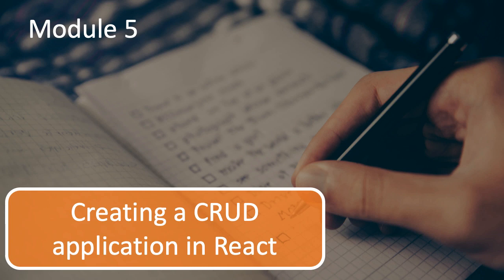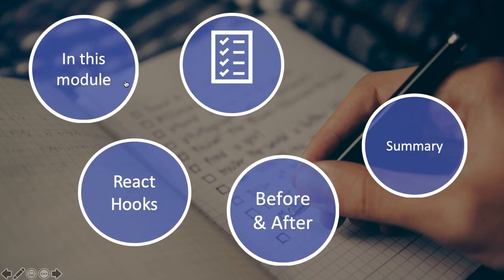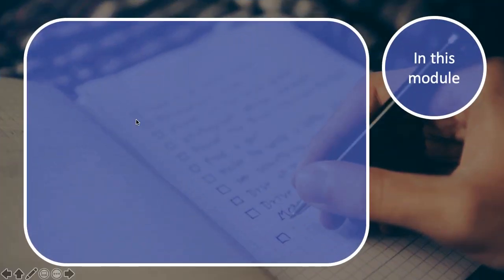Welcome to Module 5, and this particular section is all about creating a CRUD application in React. What we're going to do is take our data that we're sending back from our API and present that in our browser via our React application. So let's take a look at what's coming up in this particular module.